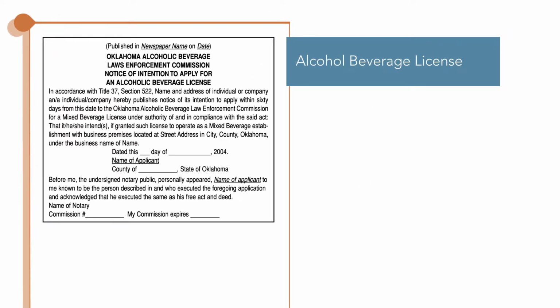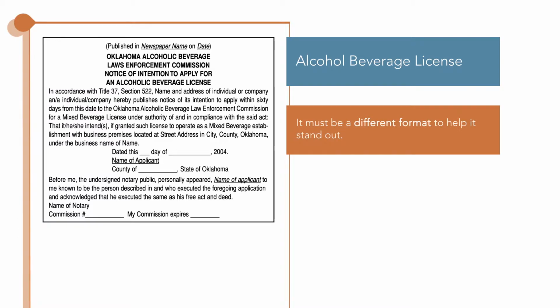Next, let's review a notice of intention to apply for an alcoholic beverage license. State statute has a few specific requirements for this type of notice. 1. It must be a different format to help it stand out. For example, if most other notices are 1 column, then this notice could be 2 columns. Or it can have a box placed around it. Or it could have both.